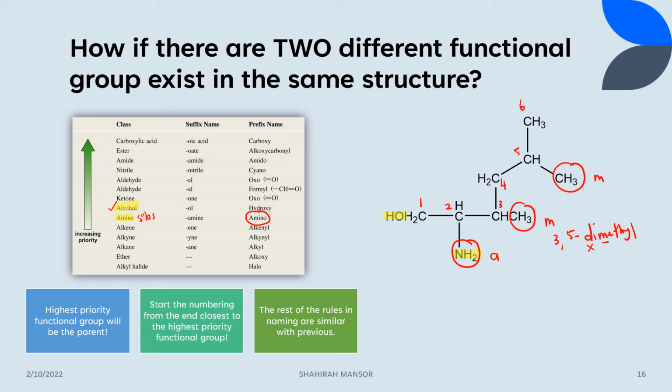Okay, so the name of this molecule akan jadi 2-amino 3,5-dimethyl hexane 1-ol ataupun 2-amino 3,5-dimethyl 1-hexanol.